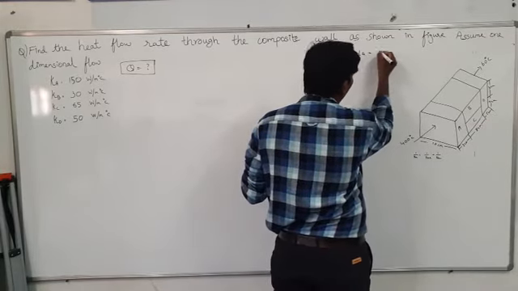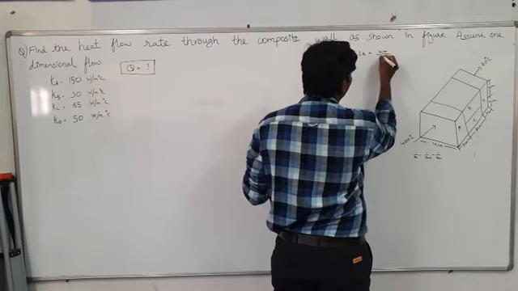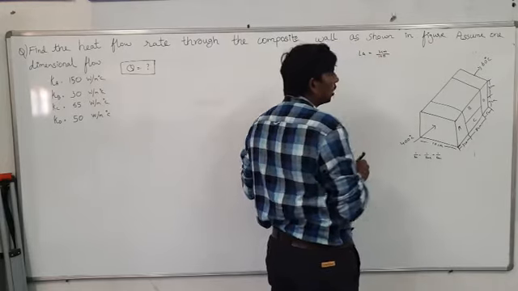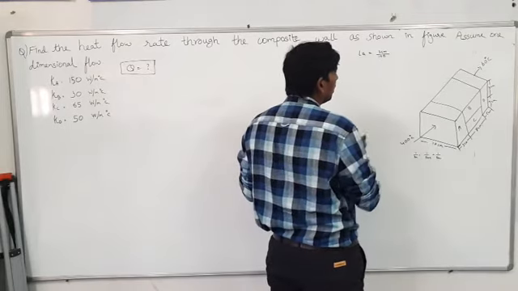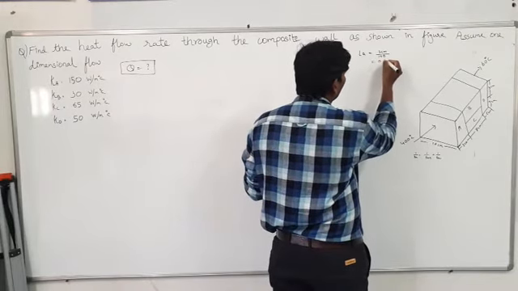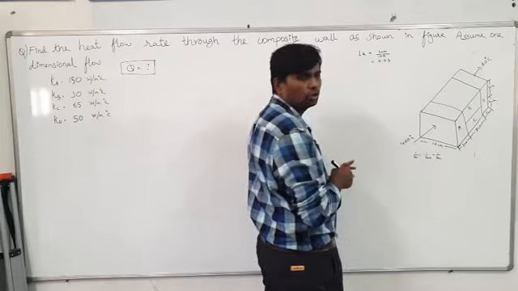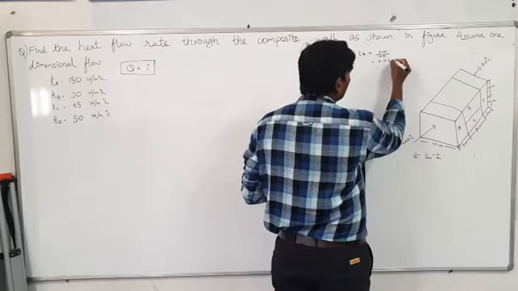LA is equal to how much? 3 centimeter. Divide by 100, because you have to convert into meter. So it will become 0.03. The answer should be in meter: 0.03 meter.